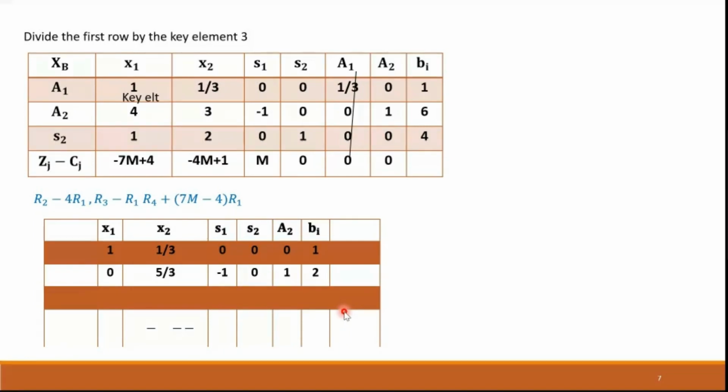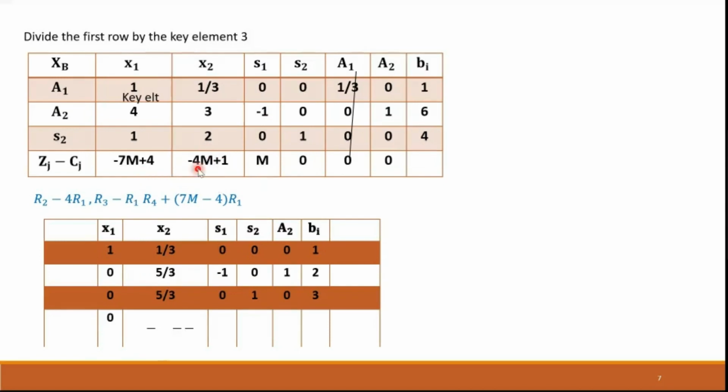Then in the third row what do we have to do, R3 minus R1, 1 minus 1 is 0, 2 minus 1/3, 2 minus 1/3, 6 minus 1, that is 5/3, okay. Then 0 minus 0, that is 0, 1 minus, that is 1, 0 minus 0, again 1, 4 minus 1, that is 3. Then the last one, this will be 0.